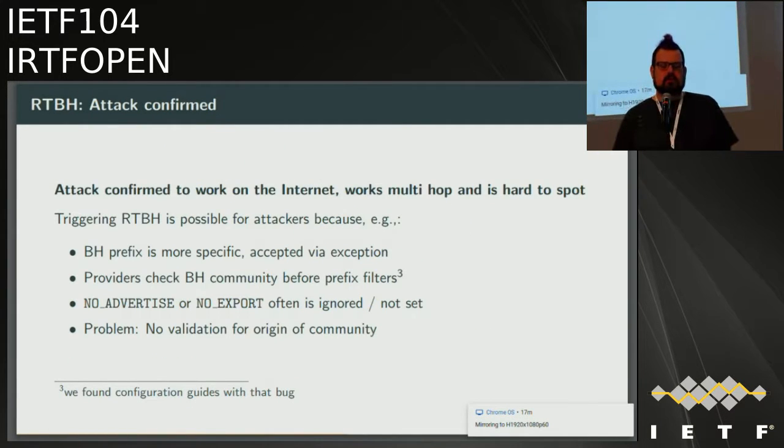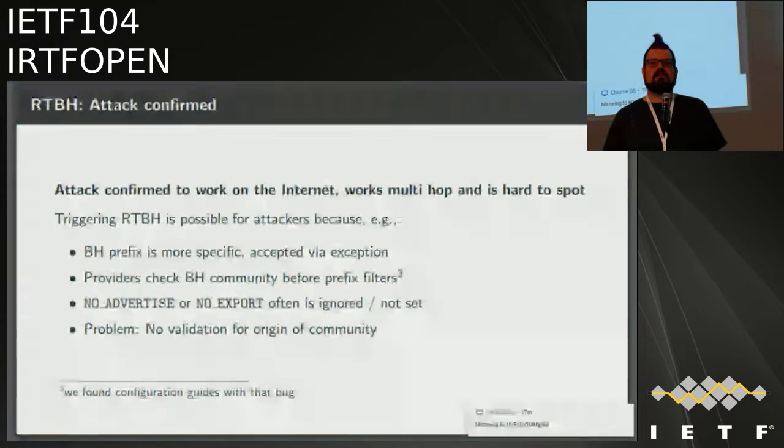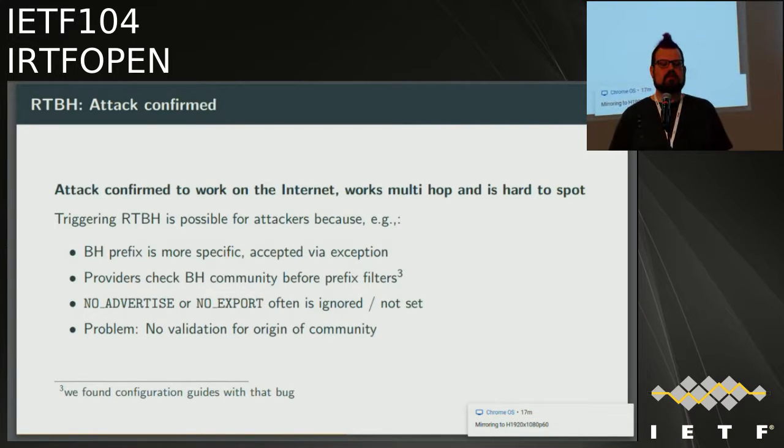So we were able to confirm this on the internet. It works multi-hop, and it's hard to spot because the community values are usually not monitored. Reasons for that we found is the black holing prefix is more specific, so you need exception rules in your configuration to accept /32, so essentially everything that's smaller than /24. And some providers check the black holing community before applying any prefix filters. And we even found some configuration guides on the internet which had this problem, and they were the example configuration provided.